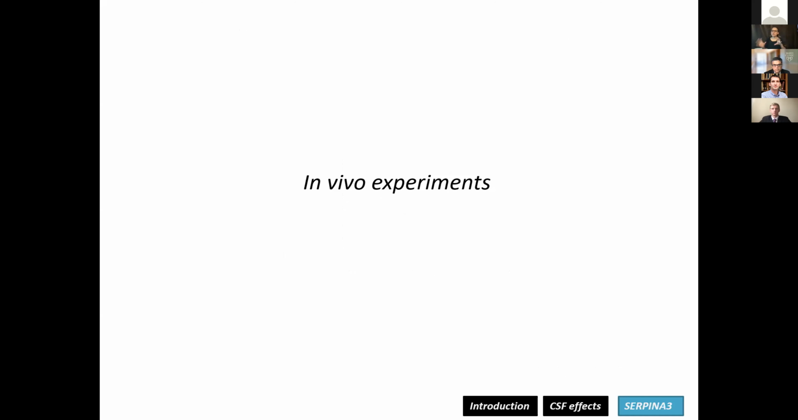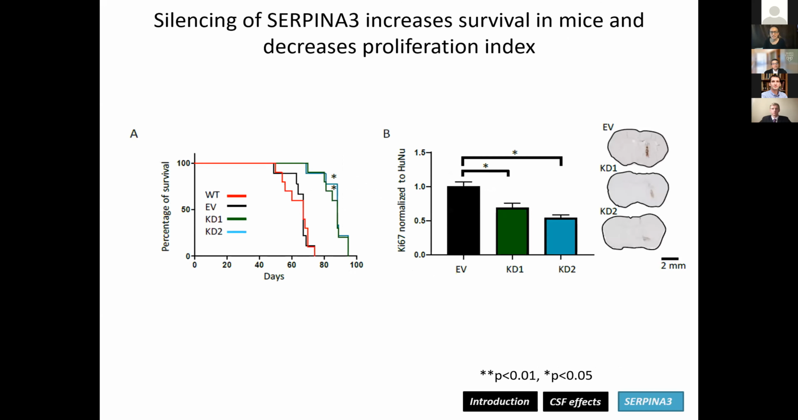Next slide, please. Thank you. So now, once we confirmed in vitro that SERPINA3 had an important role in glioblastoma malignancy, we moved forward with in vivo experiments in immunocompromised mice. Next slide, please. And in here, we just confirmed what we saw in vitro.